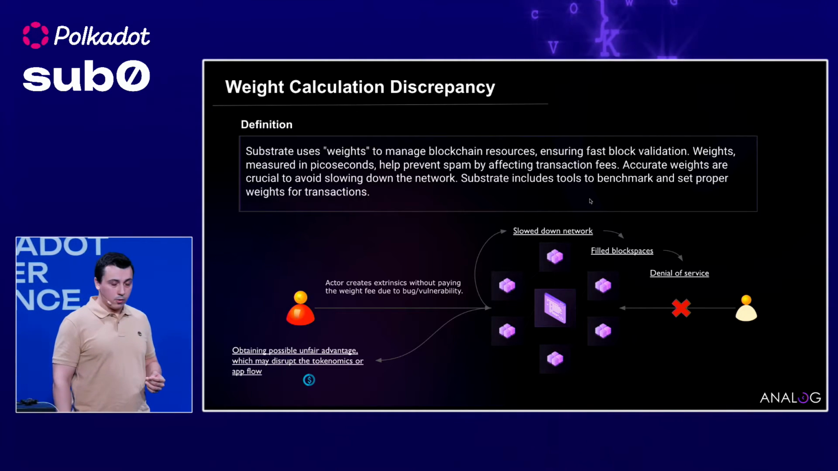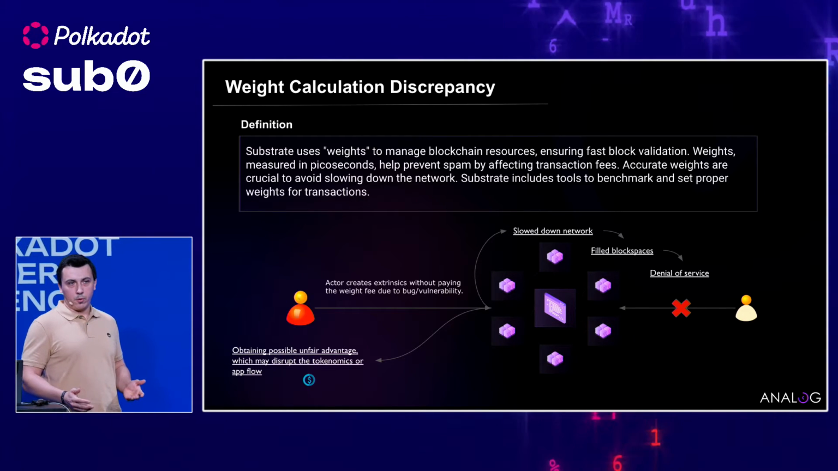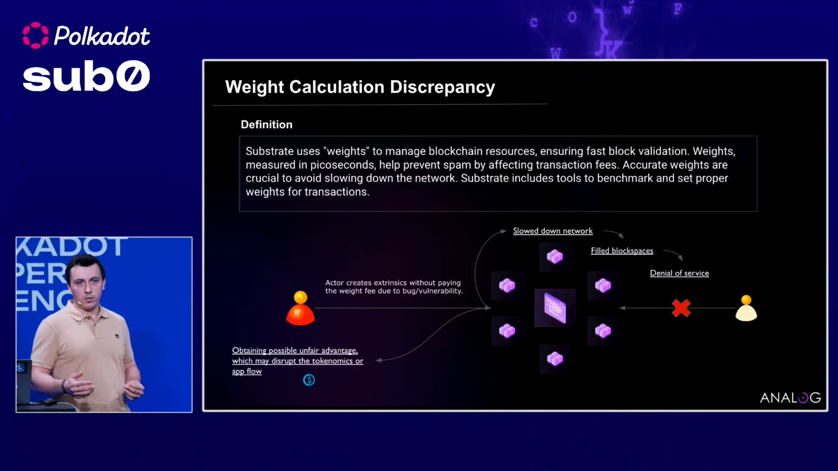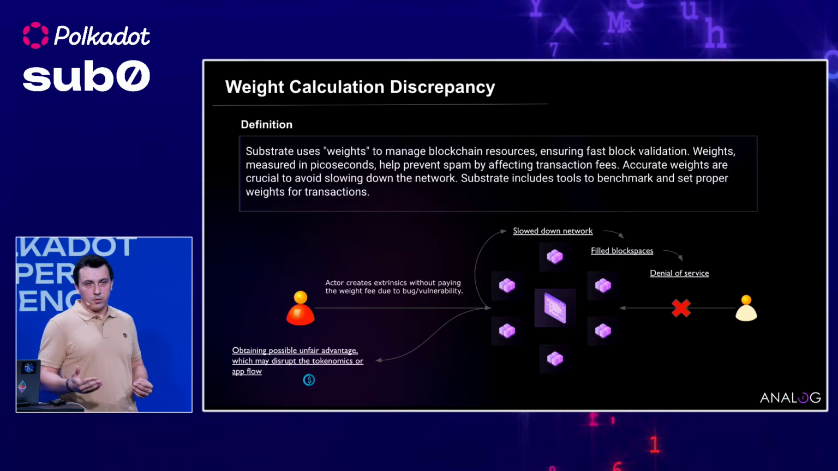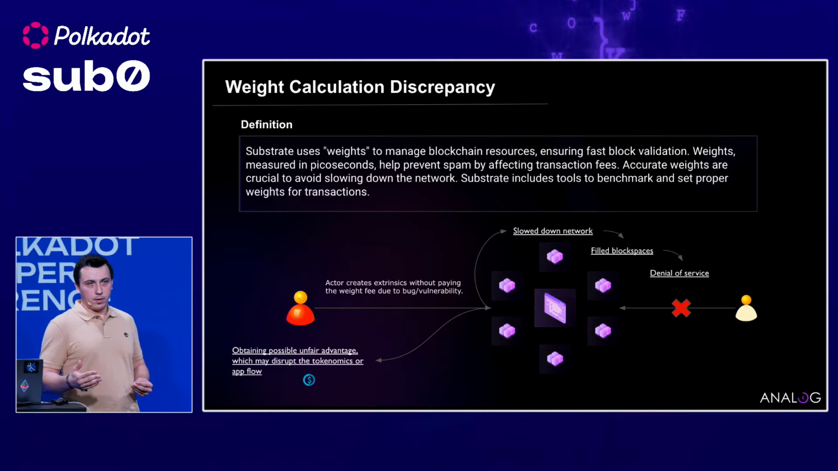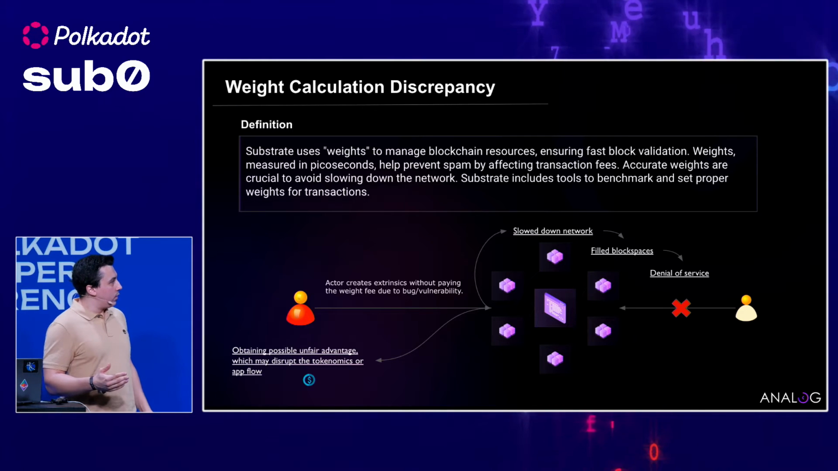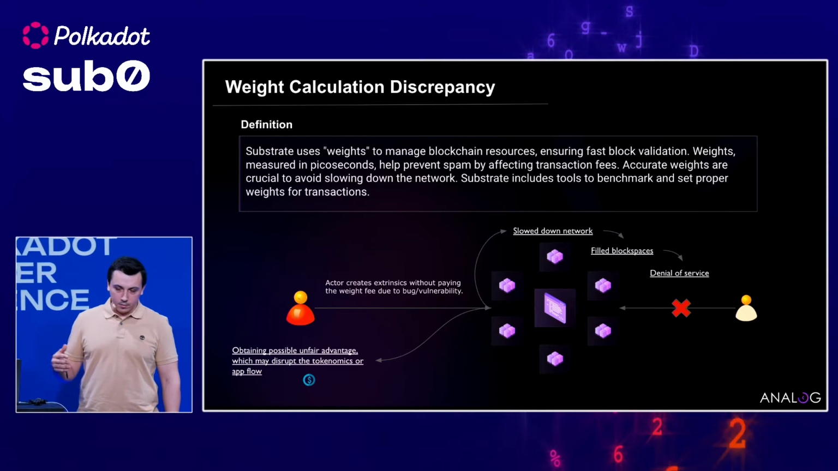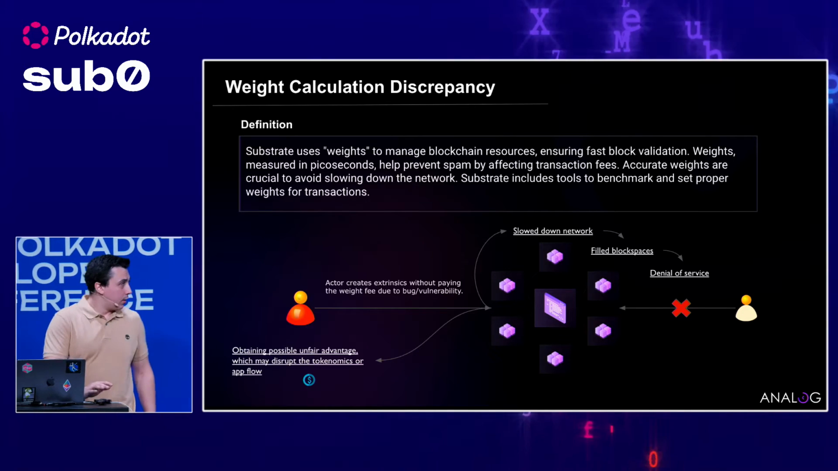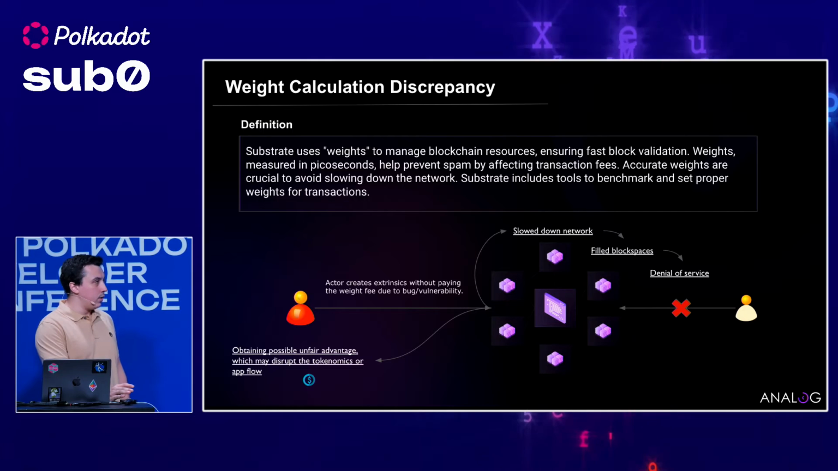Next one is the weight calculation disparity issue. In blockchain or in any program, a function consumes resources in terms of CPU and RAM. In order to manage these resources, we need to, as a blockchain, introduce fees. And in Substrate, these are the weight fees. Weight fees are measured in picoseconds, which helps prevent spam by attackers, and also helps maintain a healthy blockchain resource environment.